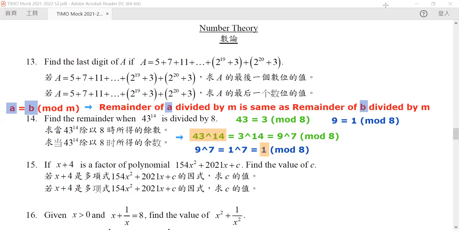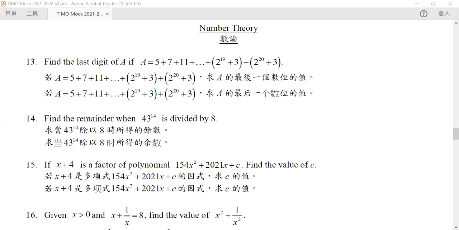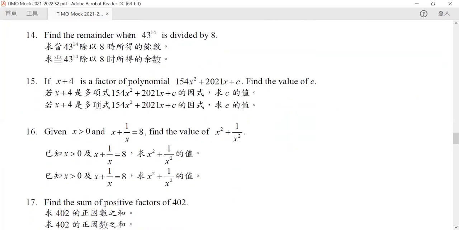Okay, let's look at question number 15. If x plus 4 is a factor of our polynomial, find the value of c. Now, in this case, we will need to invoke another very powerful theorem, which is the factor theorem. What is the factor theorem? Although it is called the factor theorem, it is really not the strongest part of the theorem. It is a very simple part of it.